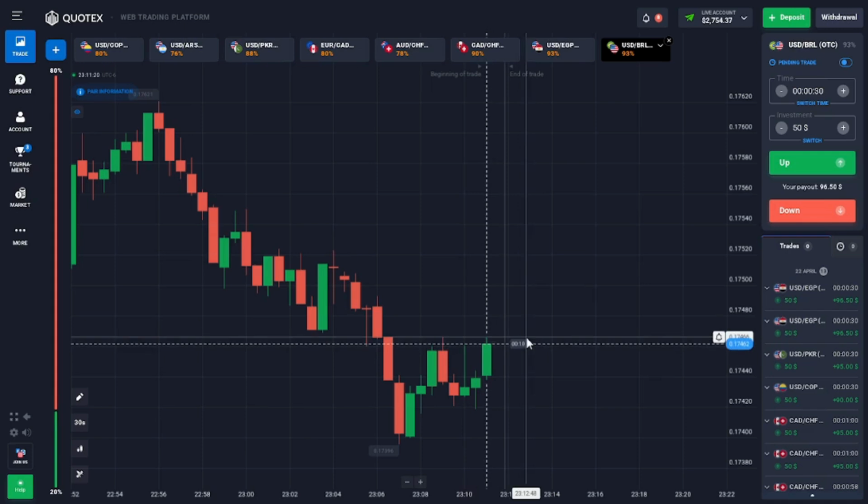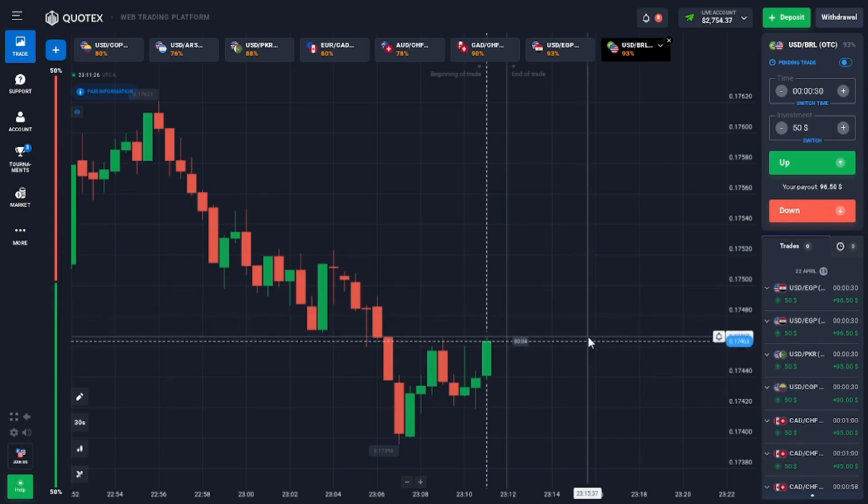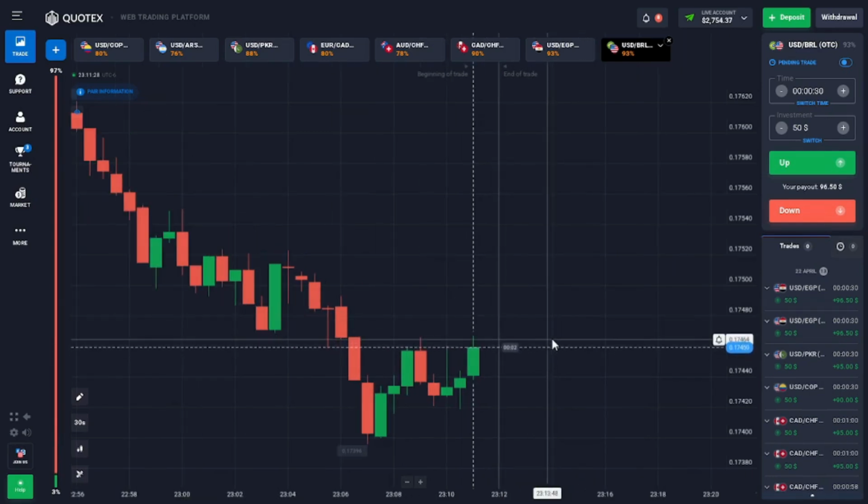And in the 30-second strategy, you also have to wait for a good opportunity. Don't be in a hurry. Look at the movement of the 1-minute candle and the movement of the 30 seconds candle.